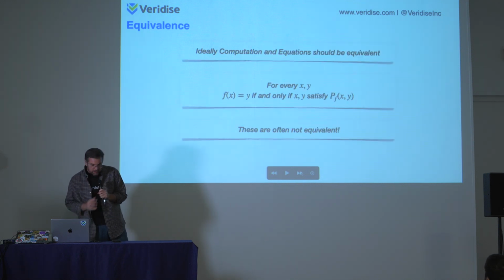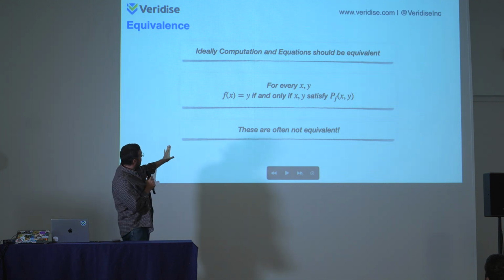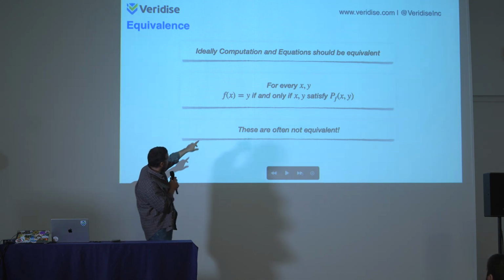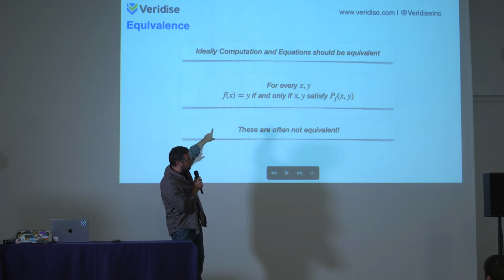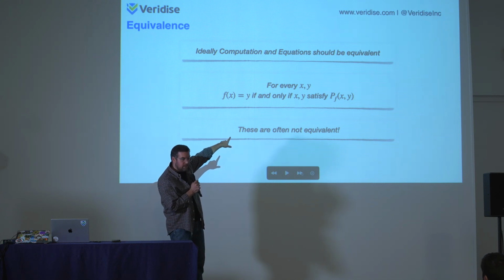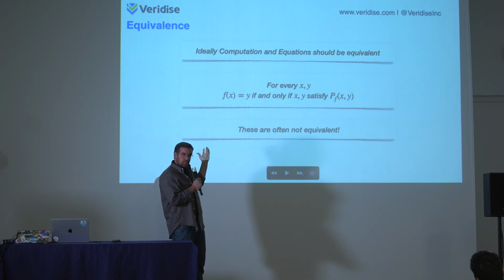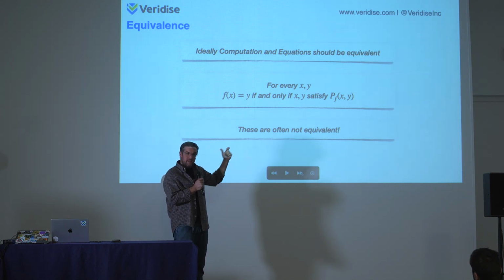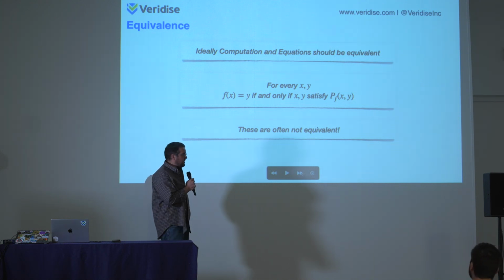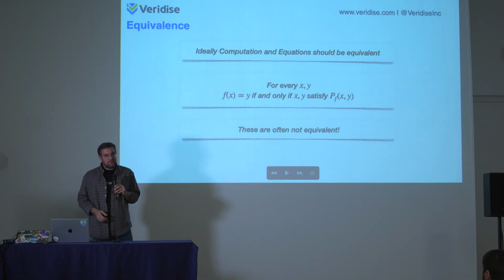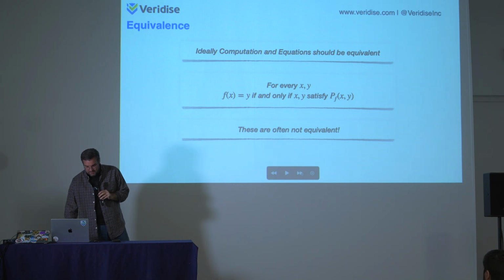Okay, so just to recap, it's important to have this equivalence between the computations and the equations. You want that any XY corresponds to an input-output pair of the computation if and only if it satisfies the constraints. So a valid computation should pass, and nothing that is not a valid computation should pass all the constraints. But in real life, of course, this does not always happen, and that's when you have bugs and vulnerabilities that can be exploited.